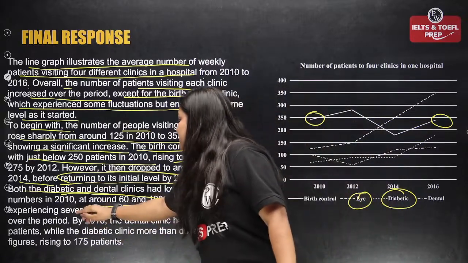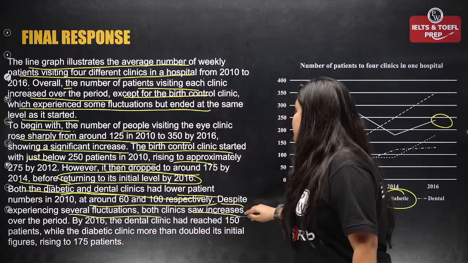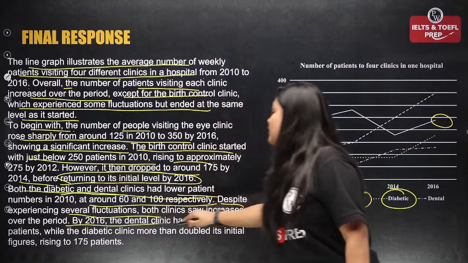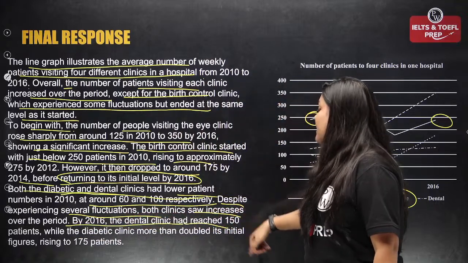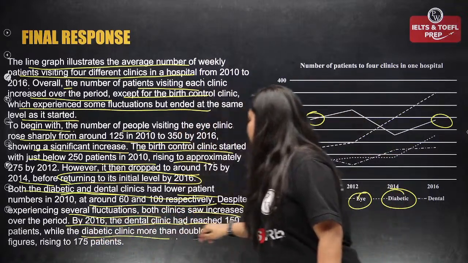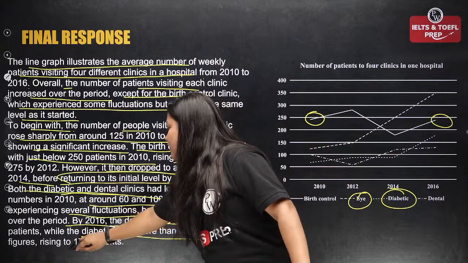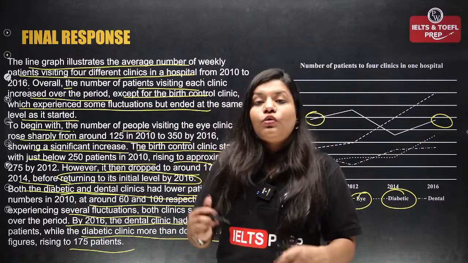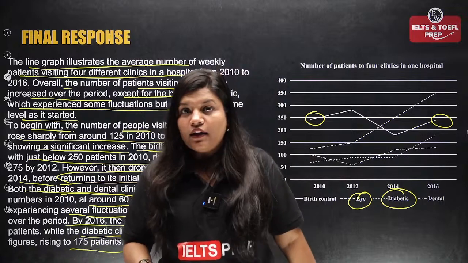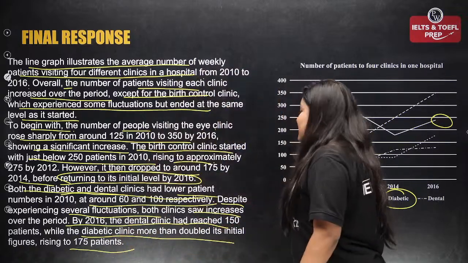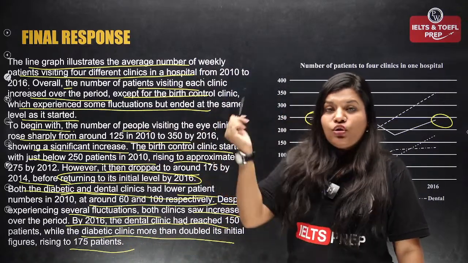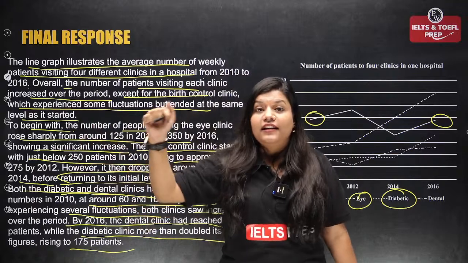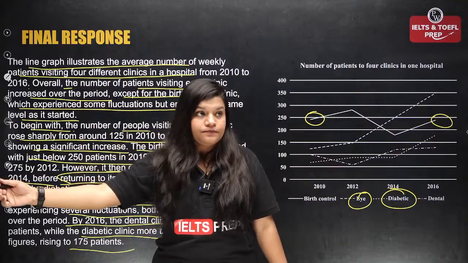Despite experiencing several fluctuations, both clinics saw increases over the period. By 2016, the dental clinic had reached 150 patients, while the diabetic clinic more than doubled its initial figures, rising to 175 patients. Always remember, the grouping of the data is what is going to play a role. Two categories showing the same trend, compile them. Two categories showing different trends, explain them differently.